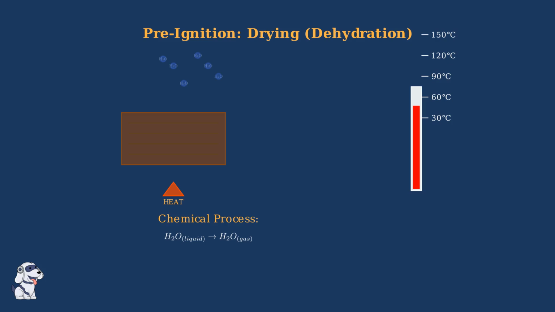This removes the moisture content that would otherwise interfere with combustion. This drying process is essential because it prepares the wood for the next stage of thermal decomposition. Without proper moisture removal, the subsequent chemical reactions cannot proceed efficiently. The drying stage transforms liquid water into water vapor through controlled heating, creating the foundation for all subsequent combustion processes.